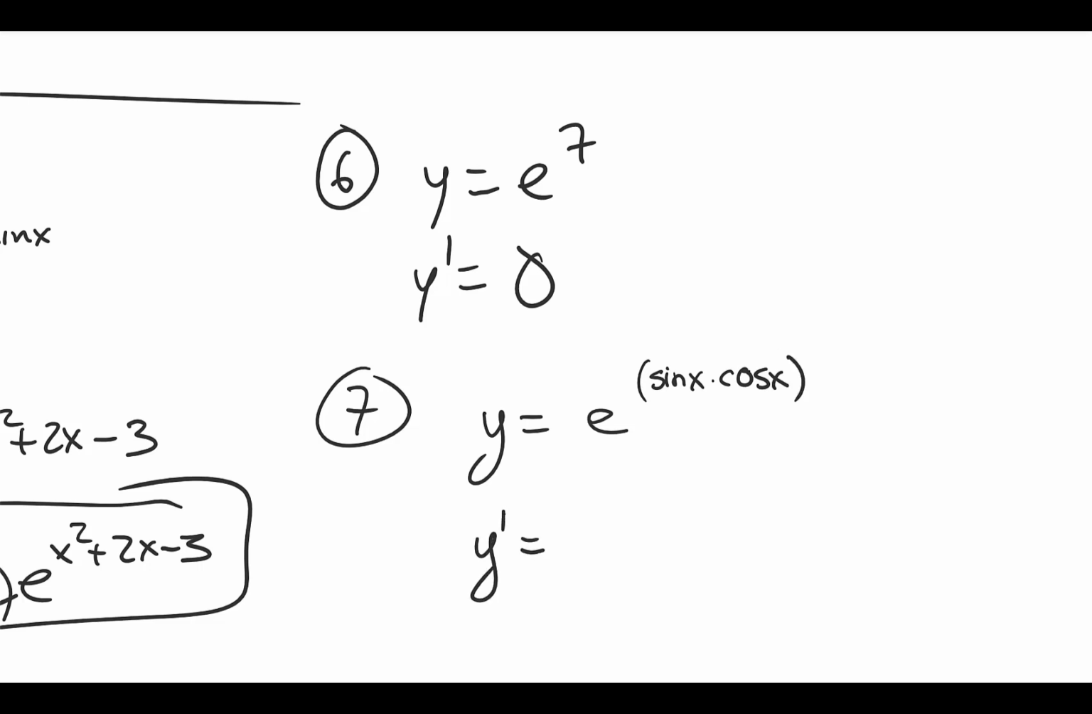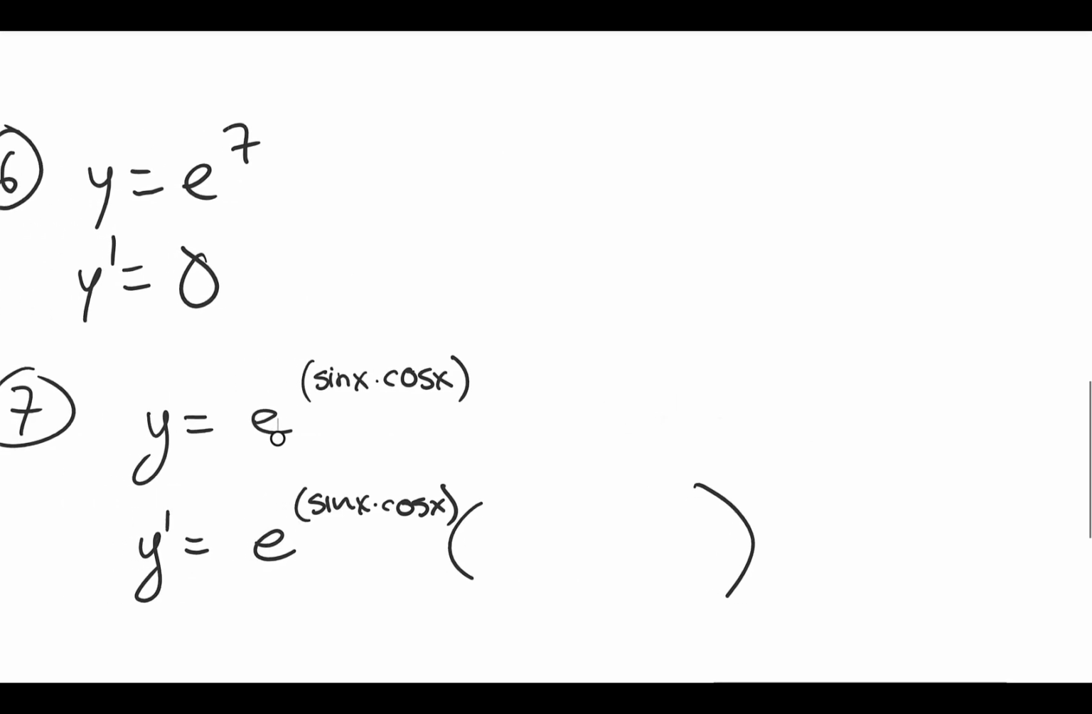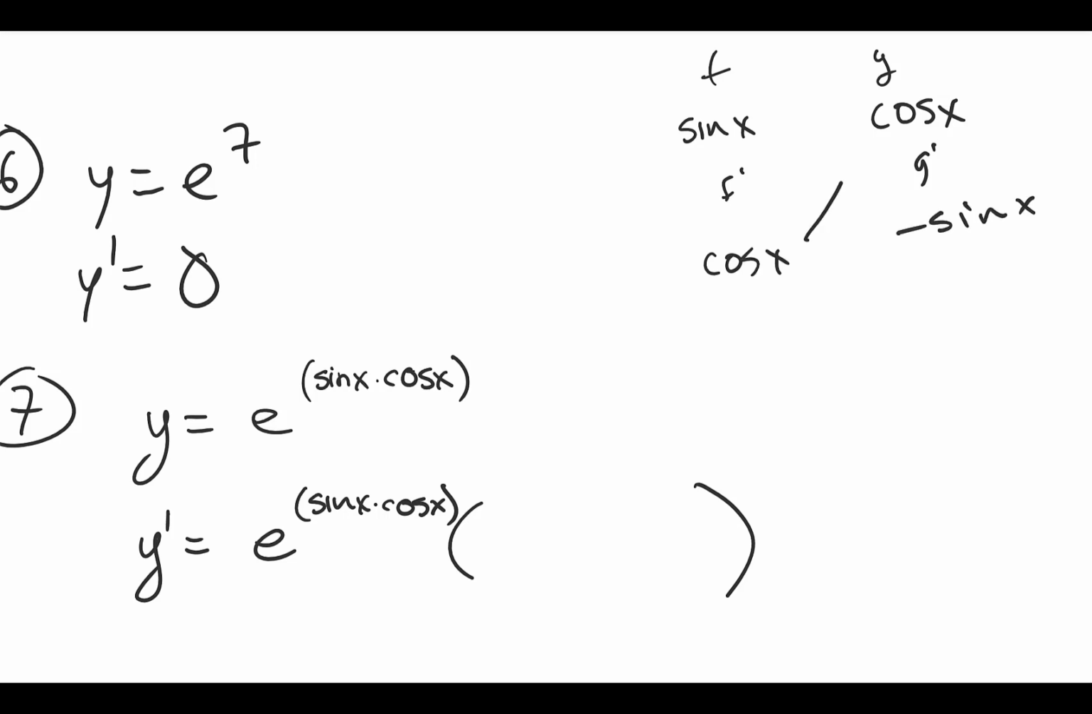Well, y prime is just going to be, you could just write it down. But now we have to multiply by the derivative of our sine of x cosine of x. Our sine of x and our cosine of x. Remember that product with an f and a g, and then you can have an f prime and a g prime down below? So what's that? Cosine times cosine, that's cosine squared. And then sine times negative sine, that's negative sine squared. Oh, cool.